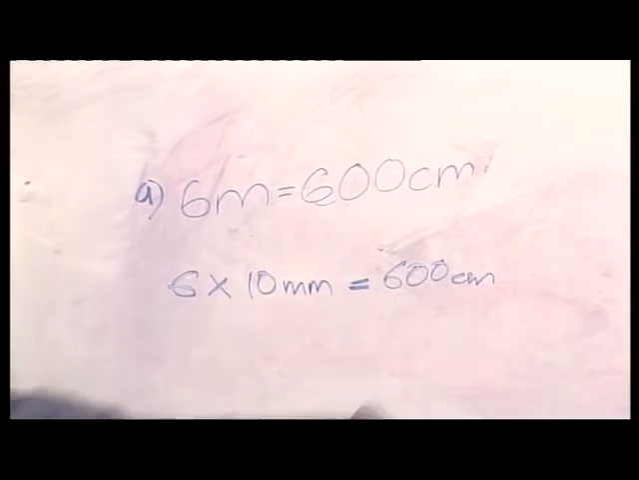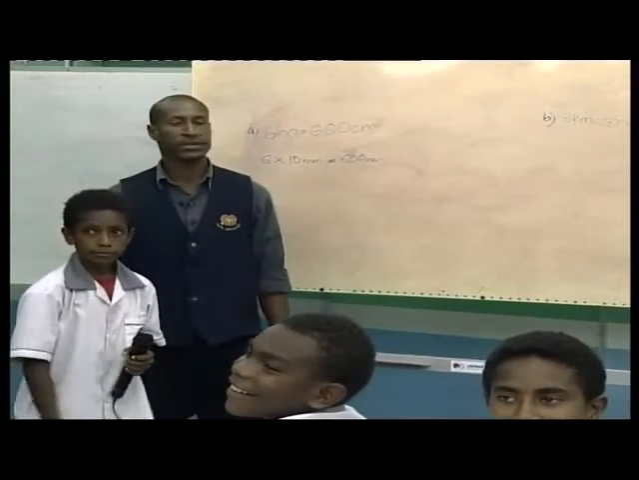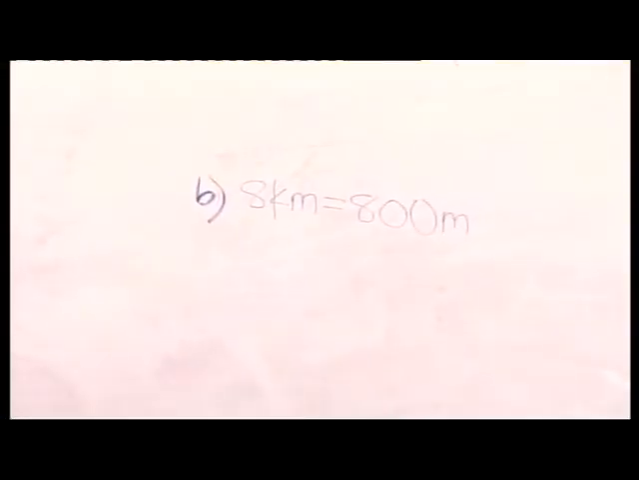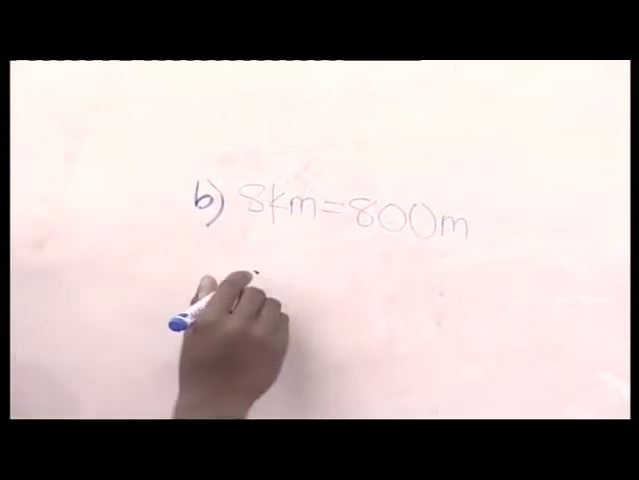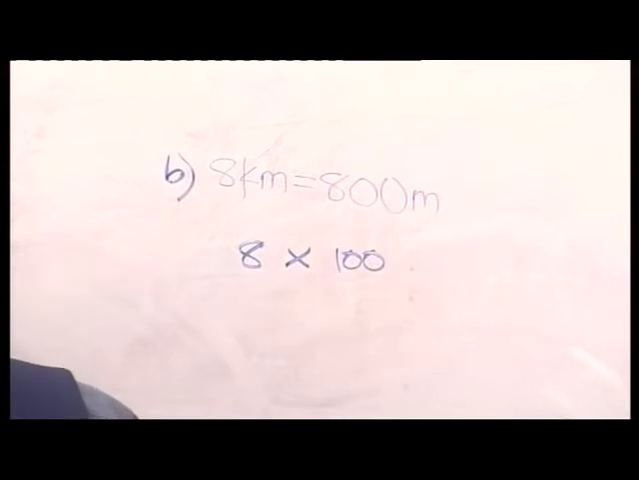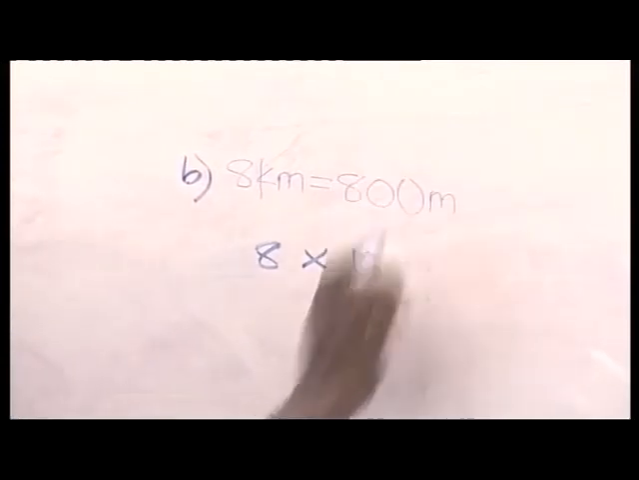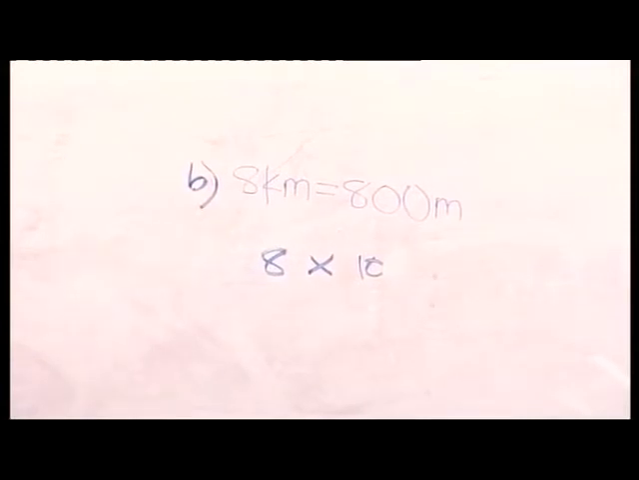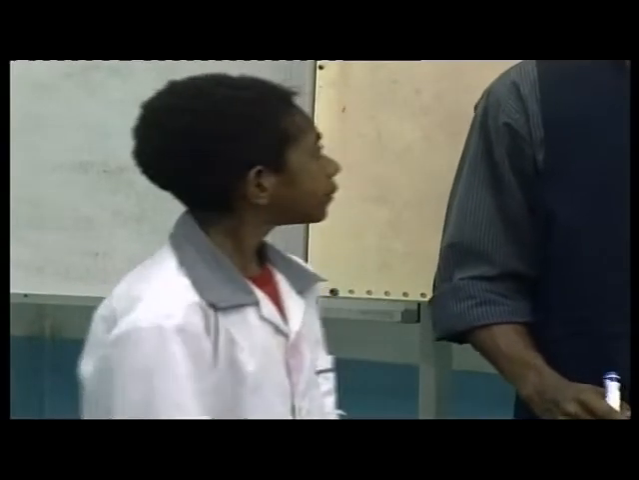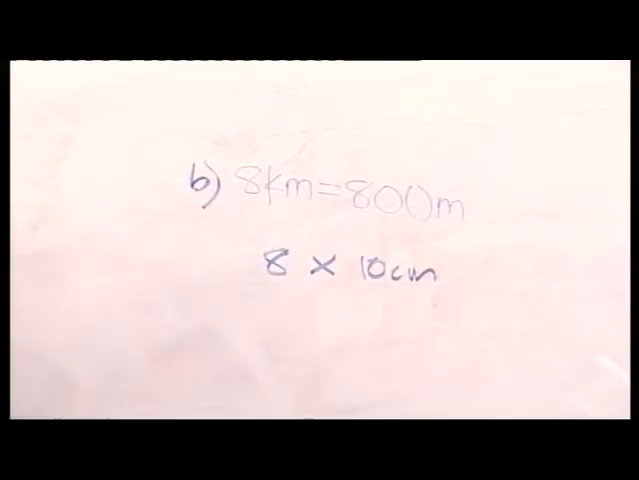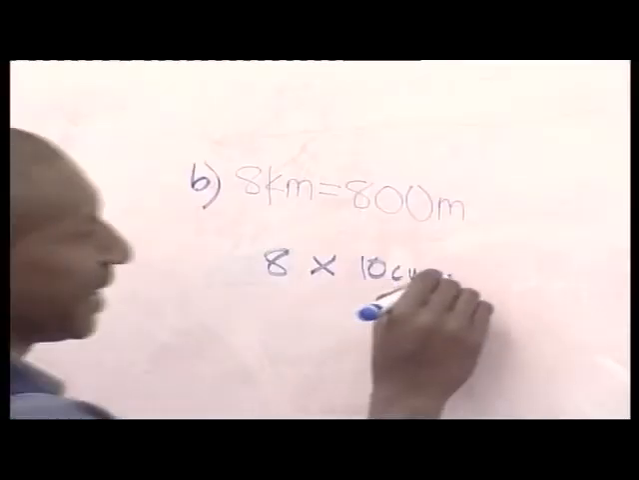Lewis, how did you get 800? Please explain to your friends. I times 8 by 100. 8 times 10, 10 meters. Face the class. 10 centimeter. 10 centimeter. Good, okay. And your answer was? 800 meter. 800.